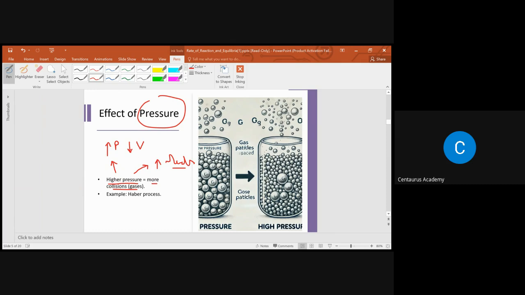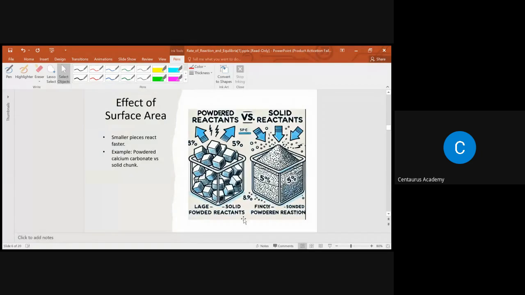The effect of pressure is looked into when we go through the Haber process, where nitrogen and hydrogen react with each other to form ammonia in the manufacturing of ammonia. We're also going to look into it in the contact process. The next one is surface area.